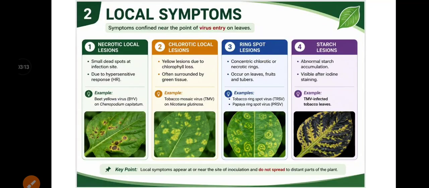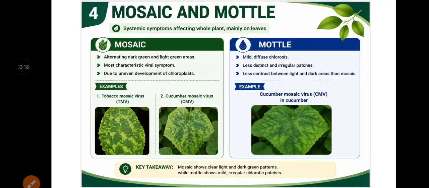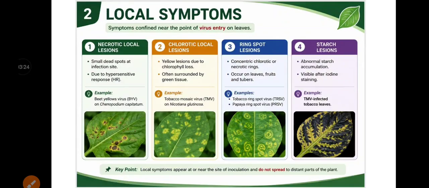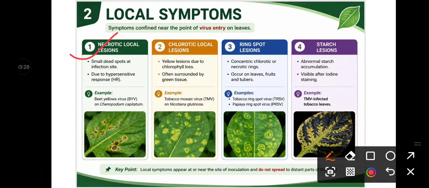The macroscopic symptoms are generally of 2 types: the local symptom and the systemic symptom. The local symptoms are again of 4 types, that may be necrotic local lesion, chlorotic lesion, ring spot, or starch lesion. So what is a local lesion? Local, the name itself defines, means it will be produced at or near the entry point of the pathogen, the entry point of the virus.